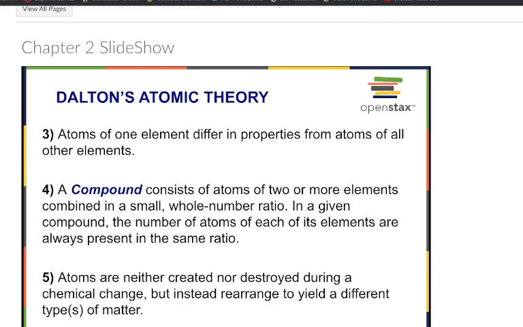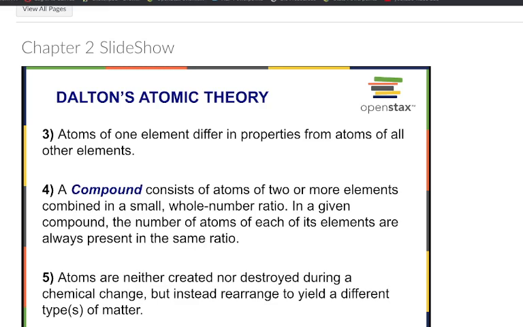Number 4, a compound consists of atoms of two or more elements combined in a small whole number ratio. In a given compound, the number of atoms of each of its elements are always present in the same ratio. For example, when we think of water, H2O, that is a compound consisting of two hydrogen atoms and one oxygen atom. Number 5, atoms can neither be created nor destroyed during a chemical change, but instead rearranged to yield a different type of matter.